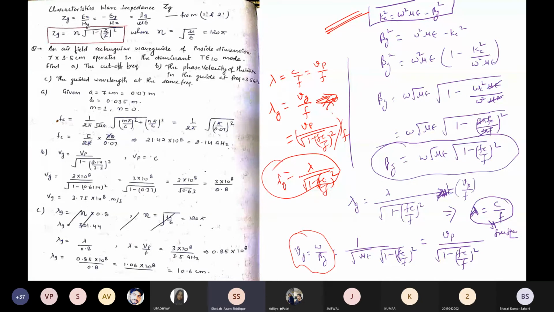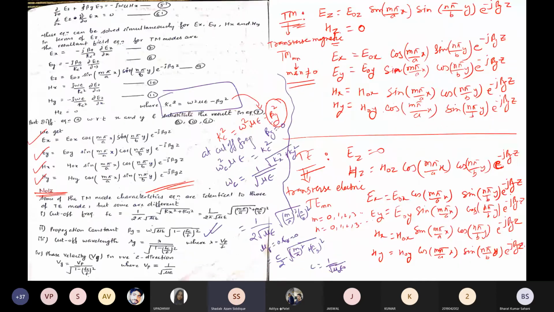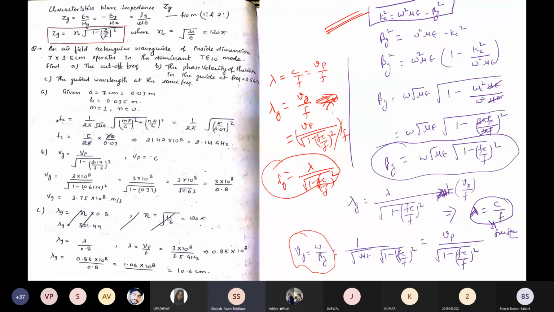Now we have another, the wave impedance. I hope the phase velocity we have already done in the positive z direction. Now we have the characteristic wave impedance. So what is the value of characteristic wave impedance? That equation is changed. There we have got Zg is equal to eta divided by square root of 1 minus (fc by f)^2.